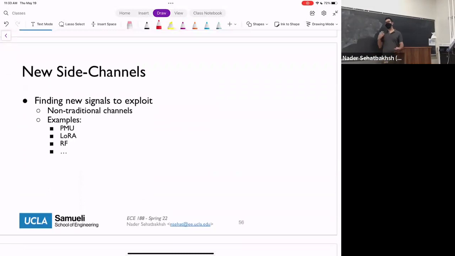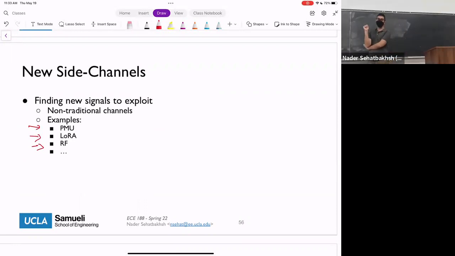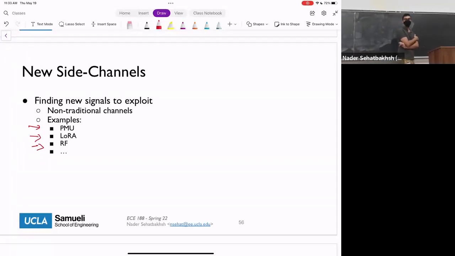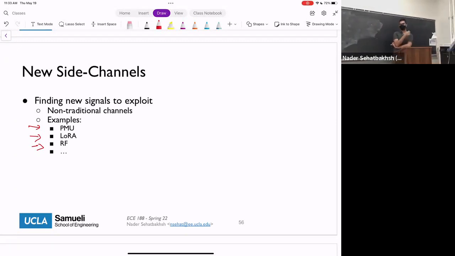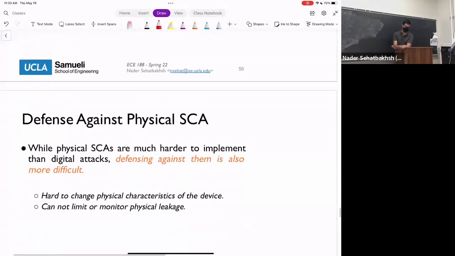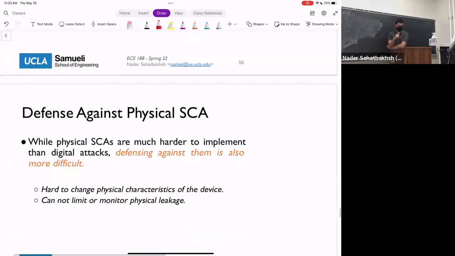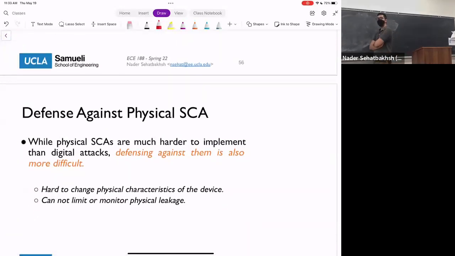And as I said, there are some new side channels. I'm going to skip the details of this. You don't need to know about this, but generally, one thing to know is that the things I listed in the previous slide are not the only way of attacking these systems. There are other side channels, including LoRa or RF and so on, that can be used for physical attacks. Any questions so far?